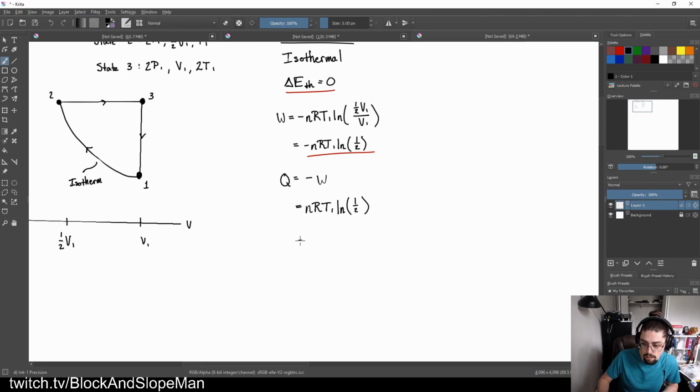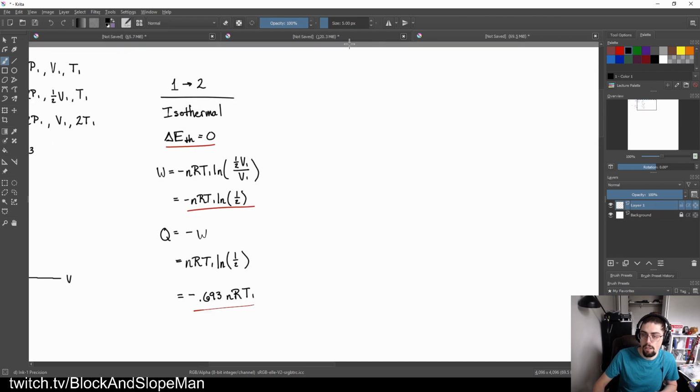So when I plug this in, this is going to be negative 0.693 times nRT1. So be mindful of that. This Q is actually a negative value. But that's our third one that we're looking for. So we've got all three for that one. Let's go on to 2 to 3.